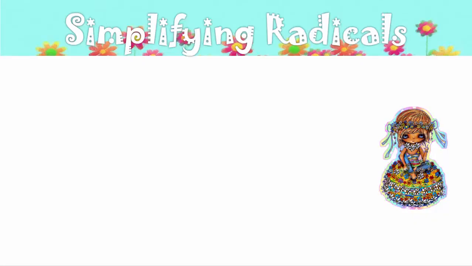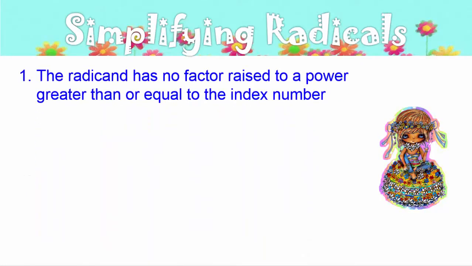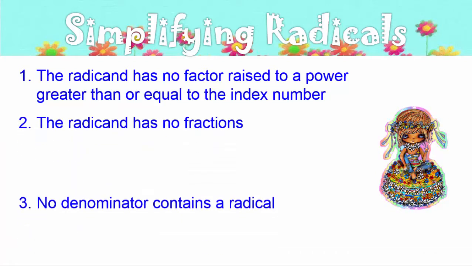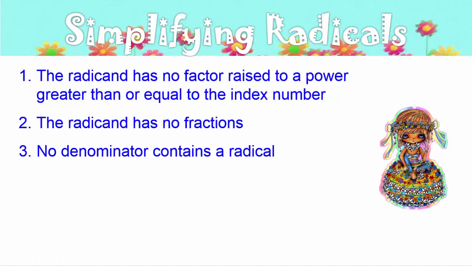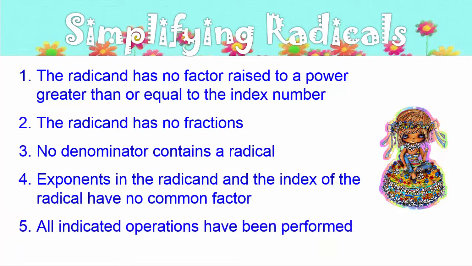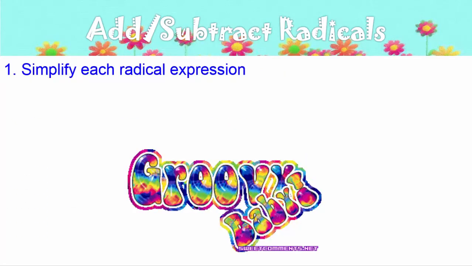We have learned the simplifying radical rules. 1. The radicand has no factor raised to a power greater than or equal to the index number. 2. The radicand has no fractions. 3. No denominator contains a radical. 4. Exponents in the radicand and the index of the radical have no common factor. And 5. All indicated operations have been performed. So here we're going to discuss the indicated operations: adding and subtracting radicals.